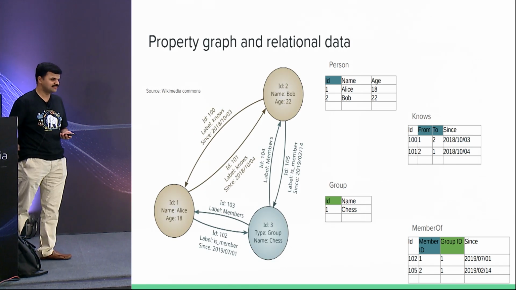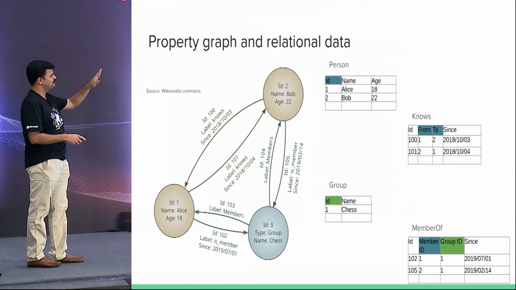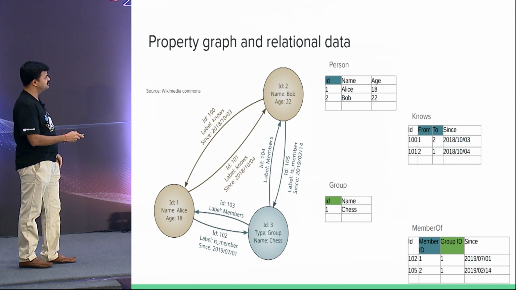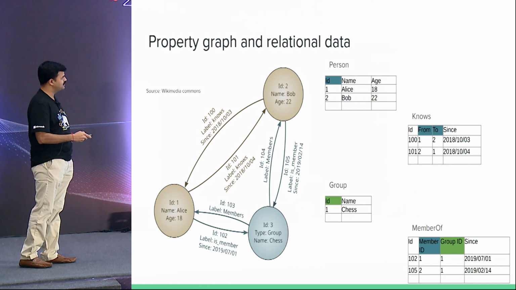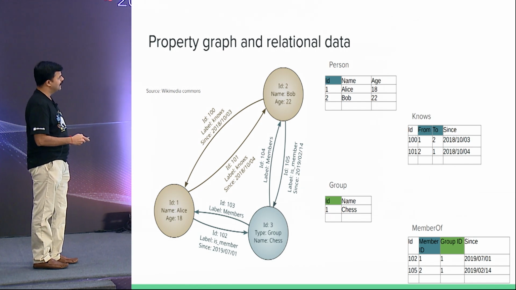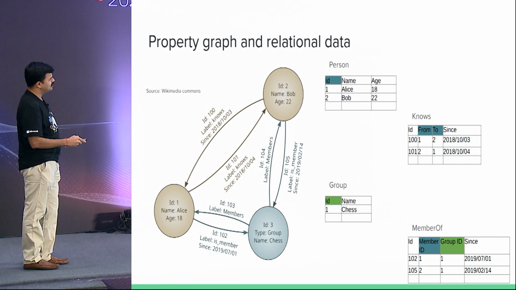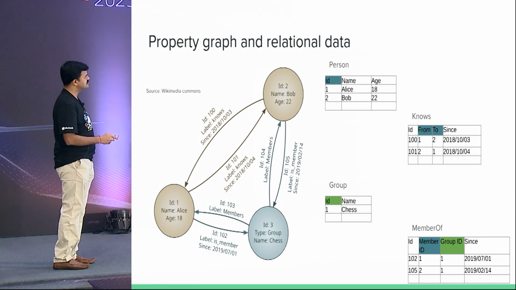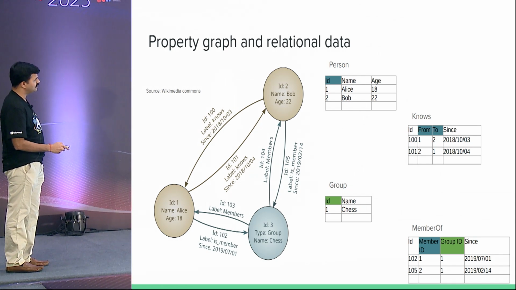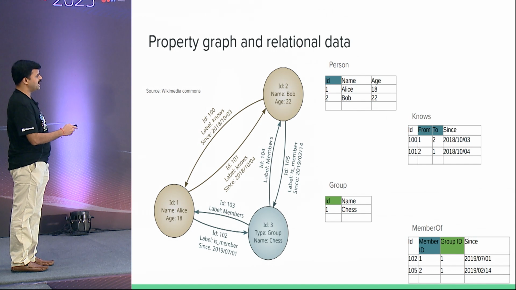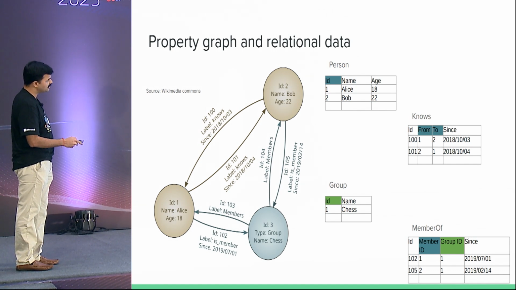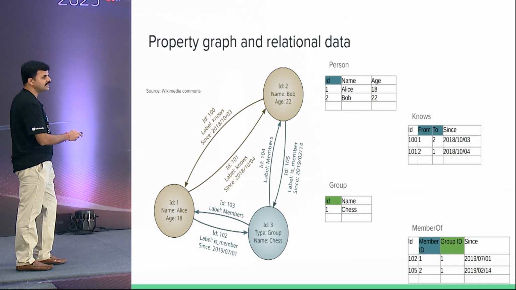Okay, I think this will bring all of what we just discussed together. On the left, it's the graph that we are familiar with. And on the right is how it looks in the relational database. So there is a person table, there is a group table. These will get mapped to the vertex tables. And then there is knows table and member of table, which will map to the edge tables.